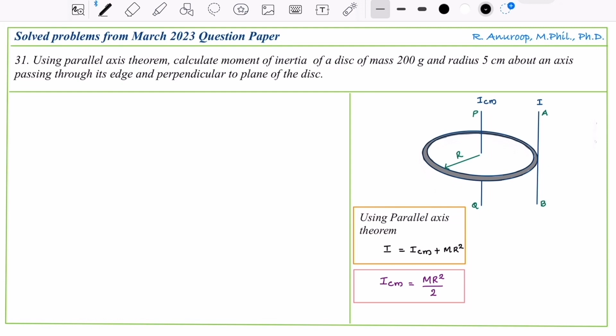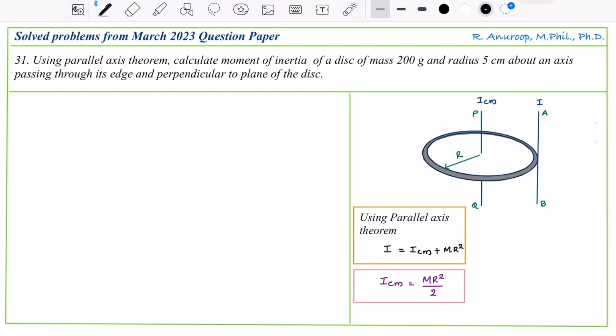The first question is: using parallel axis theorem, calculate moment of inertia of a disk of mass 200 gram and radius 5 centimeter about an axis passing through its edge and perpendicular to the plane of the disk. In this problem, we have to calculate the moment of inertia of a disk about an axis passing through its edge and perpendicular to the plane of the disk.